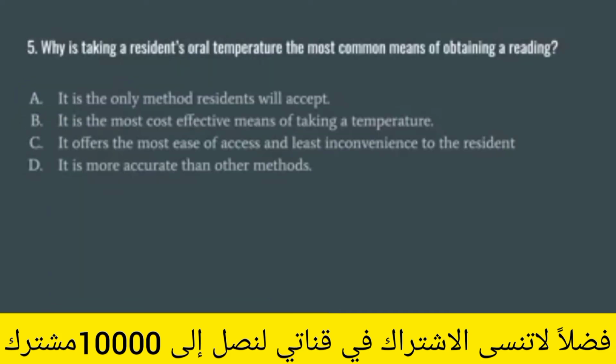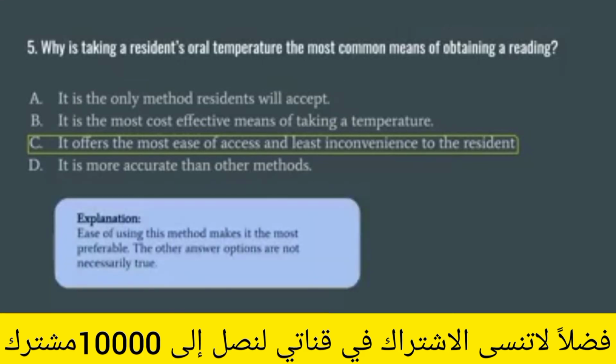Question 5. Why is taking a resident's oral temperature the most common means of obtaining a reading? A. It is the only method residents will accept. B. It is the most cost-effective means of taking a temperature. C. It offers the most ease of access and least inconvenience to the resident. D. It is more accurate than other methods. Question 5 answer, C. It offers the most ease of access and least inconvenience to the resident. Question 5 explanation, ease of using this method makes it the most preferable. The other answer options are not necessarily true.